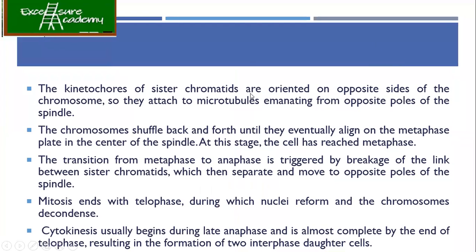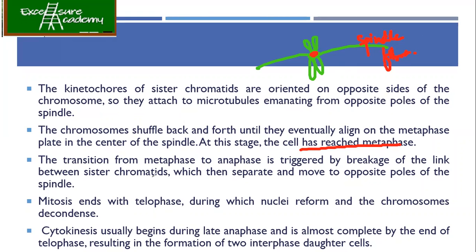Now, the kinetochores of the sister chromatids are oriented on opposite sides of the chromosome. So they attach to the microtubules emanating from the opposite poles of the spindle. So already we have discussed. You have got the chromosome and it is attached like this. You have got over here the centromere to which your spindle fibers are attached. Okay. Now the chromosomes shuffle back and forth until they eventually align on the metaphase plate in the center of the spindle. Okay. Now this has reached the metaphase. So it is in the single line, at the center of the spindle.